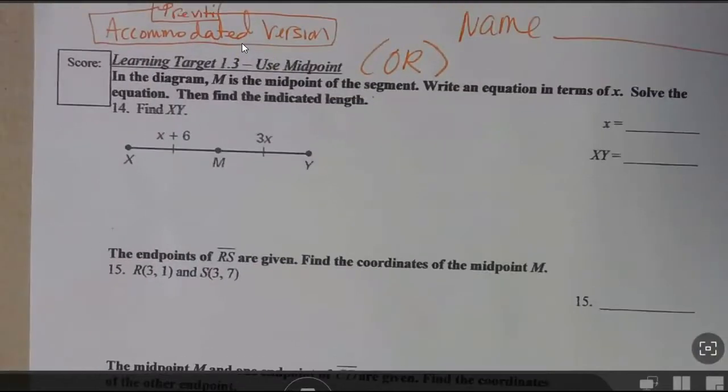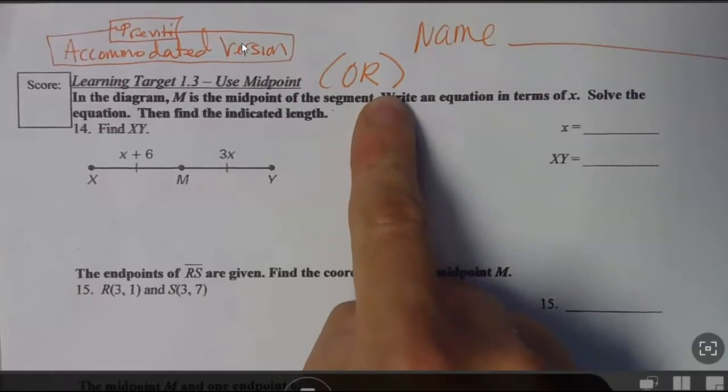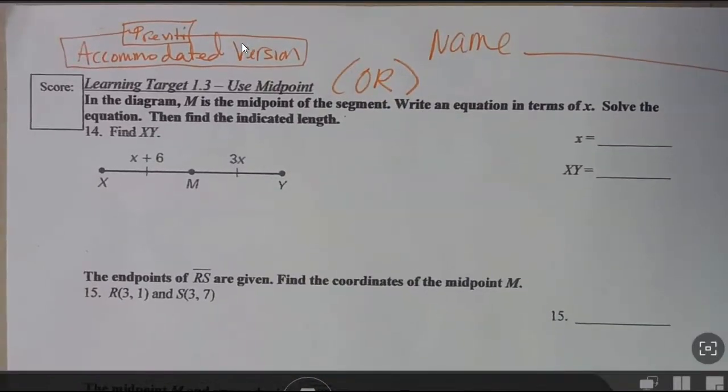All right, hi there. So we are on the open response section of our Learning Target 1.3, the midpoint and segment bisector. So you'll still have out your notes, and this time everything is open response, very similar to the front. So we're going to walk through some of the problems, but these will be a little less guided so that you can show me what you know.